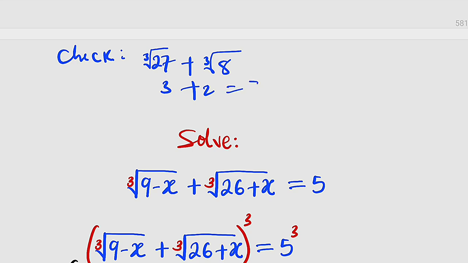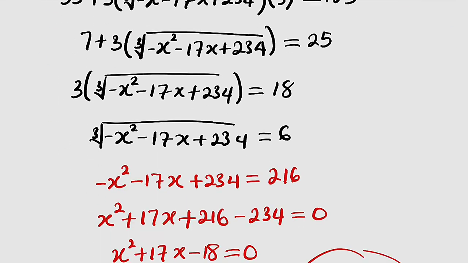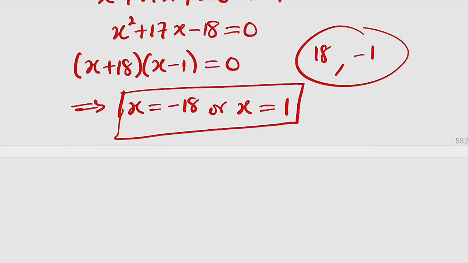If you add them together, you have 5, which is the right hand side, and hence negative 18 will also satisfy this equation. Therefore, the two valid solutions are negative 18 and positive 1.